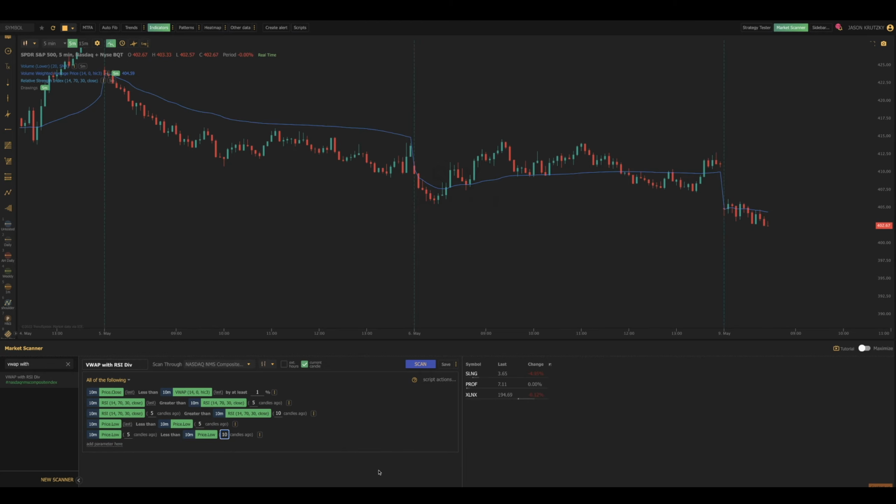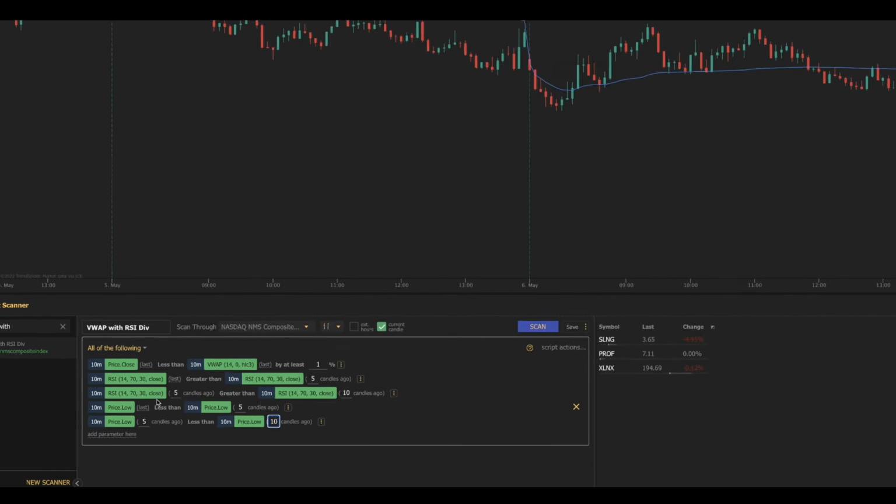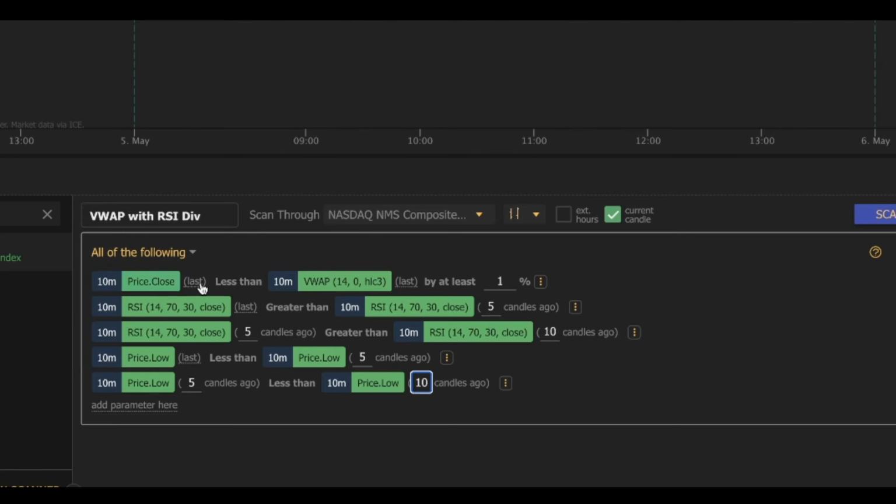Knowing what you're looking for is half the battle. The other half is finding it. We can use TrendSpider's Market Scanner to find these conditions occurring in real time. Let's use this RSI divergence idea. I've got my scanner up here and I've actually already inputted the criteria. So let's talk through what this criteria is looking for. The first line says price close less than VWAP by at least 1%. That means price is below the VWAP by at least 1%.